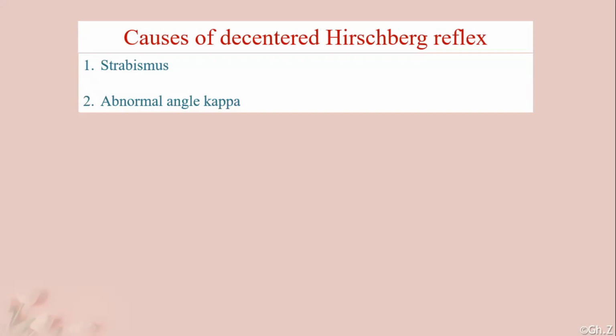Say strabismus first, because Hirschberg is primarily used to assess and to screen for the presence of true strabismus. So a cause of decentered Hirschberg reflex is strabismus, and to be specific, you have to say manifest strabismus. I can write it down here, it should be manifest. Because if we have a latent strabismus, the Hirschberg reflex is central. But a decentered Hirschberg reflex is a manifest strabismus at this point and at this distance.